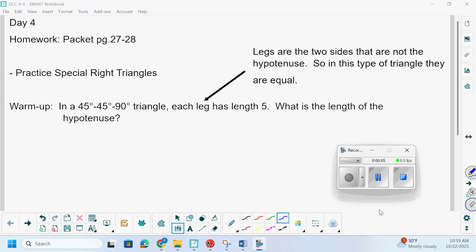All right, welcome to day 4. Our homework, we got packet page 27 and 28. You also have your problems that you can be working on as well, but not due for a little bit.